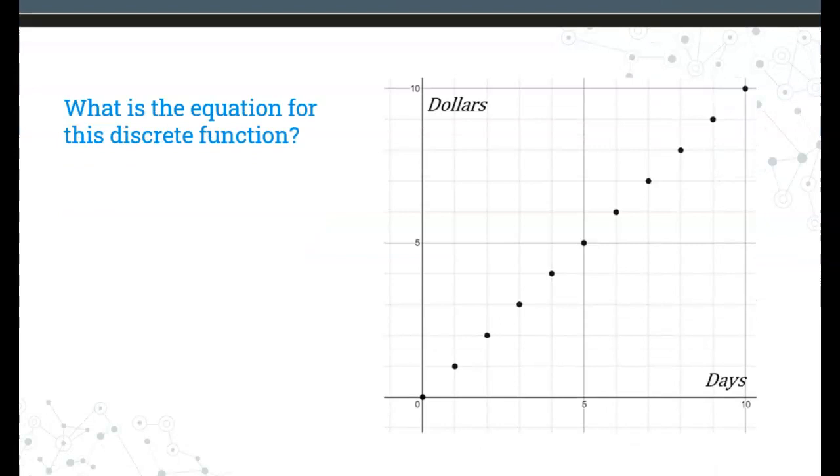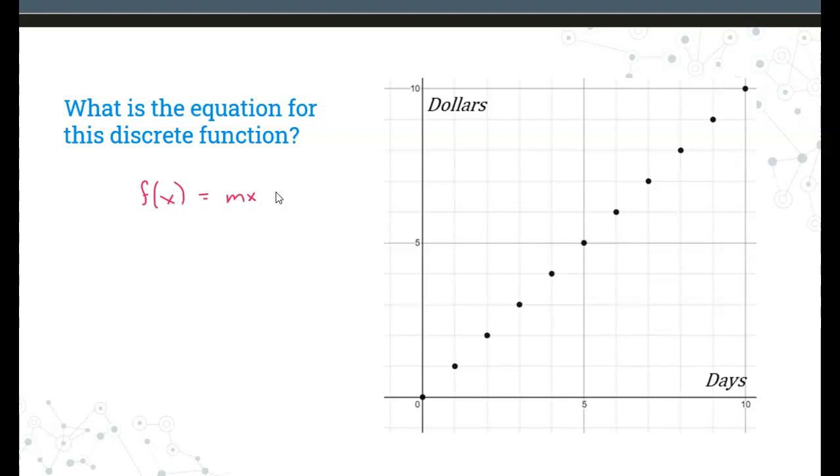So what is the equation for this graph? It says, what's the equation for this discrete function? We know it's discrete because we've got dots that are separated, and it's a function because it passes the vertical line test. How do we find an equation for it? Well, we note that this is a straight line.